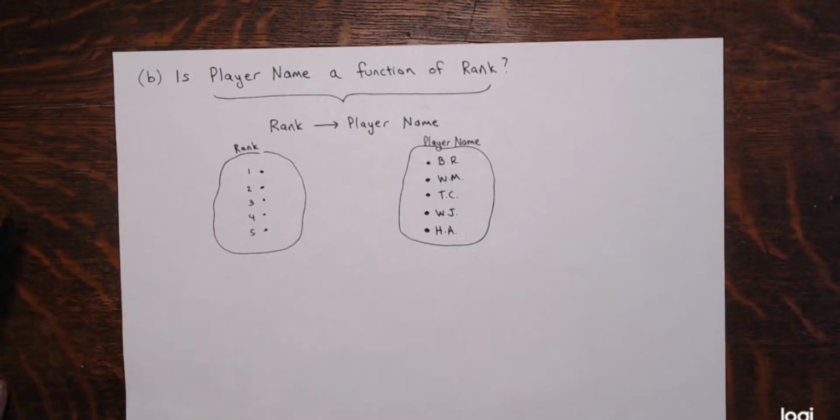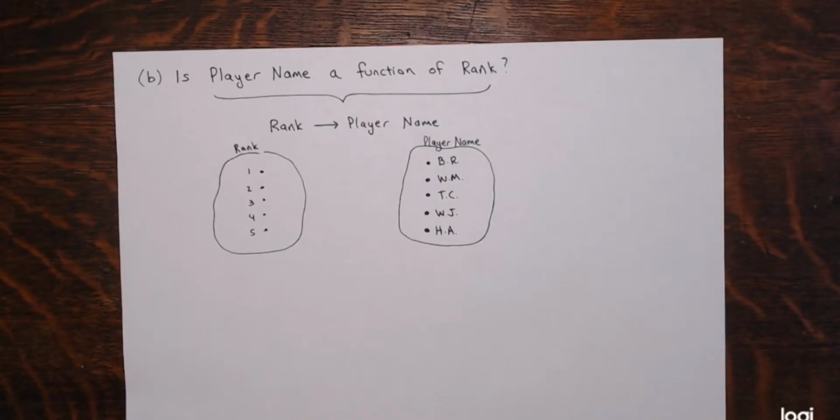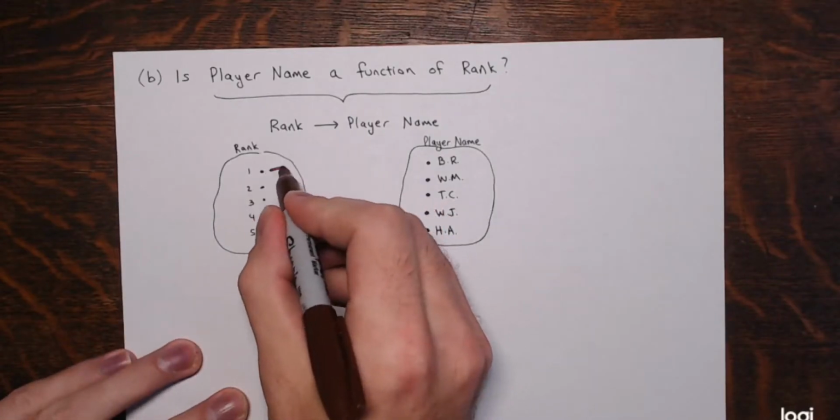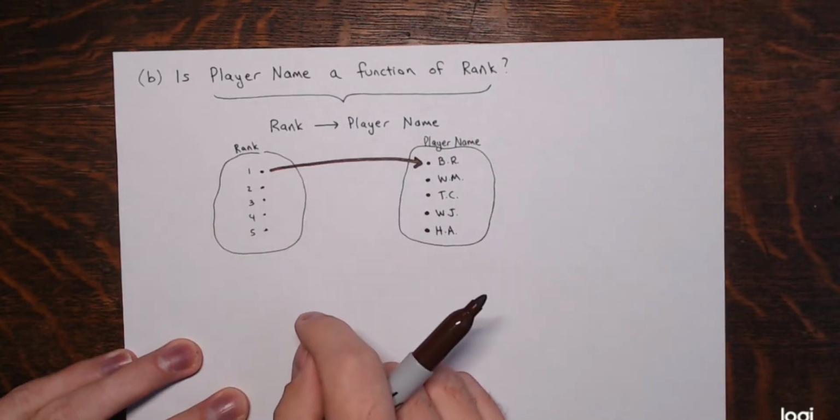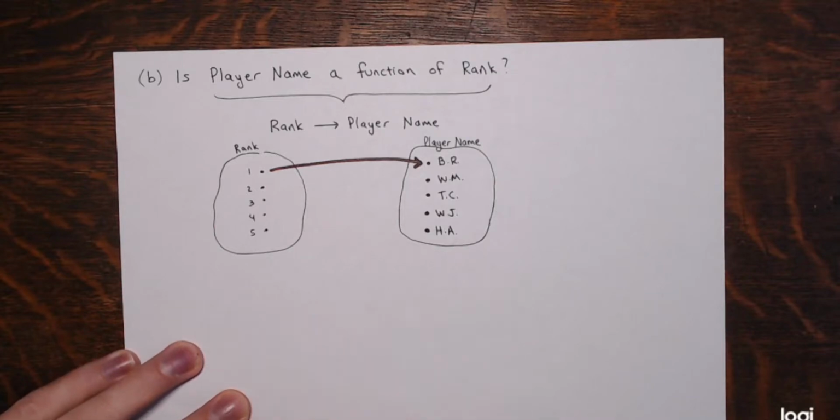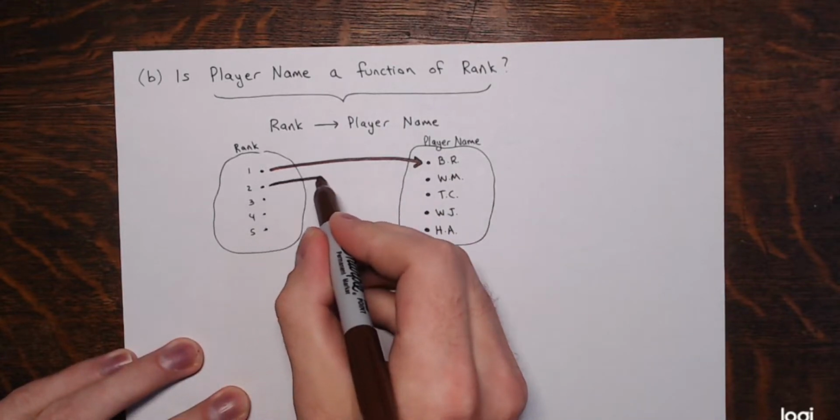And again, it's probably incredibly clear from the table that the rank of 1 is paired with Babe Ruth. Right? They're in that row together. The rank of 2 is paired with Willie Mays. The rank of 3 is paired with Ty Cobb, and so on. So, a very similar picture, but just going the other way around, right? And they would actually call what I'm doing here the inverse relation, but you'll talk about inverses in future sections.